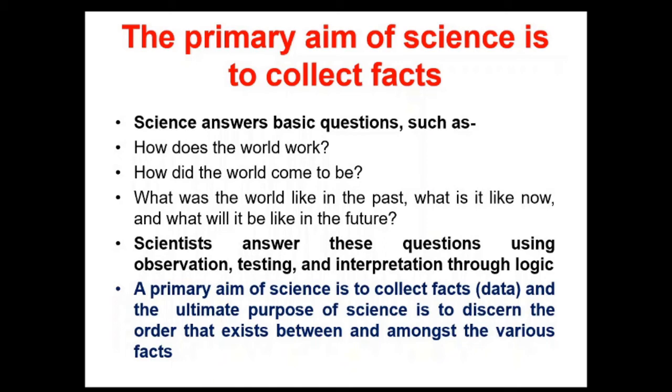Science answers basic questions such as: how does the world work? How did the world come to be? What was the world like in the past? What is it like now? And what will it be in the future? Scientists answer these questions using observation, testing, interpretation, and logic. The primary aim of science is to collect facts, and the ultimate purpose of science is to discern the order that exists between and amongst the various facts.